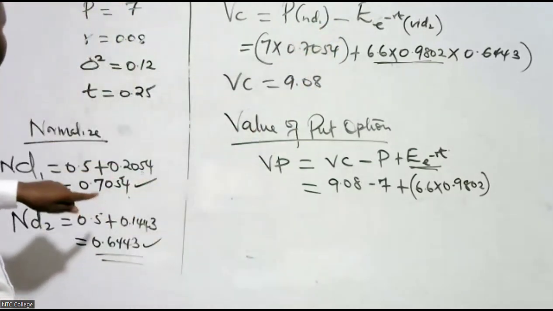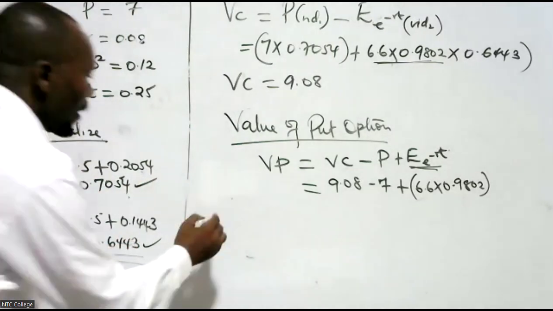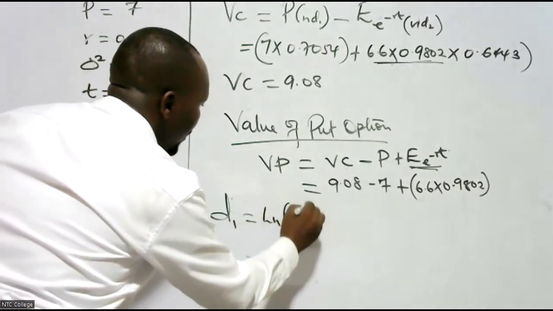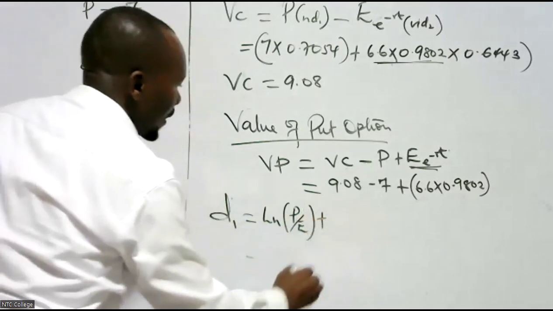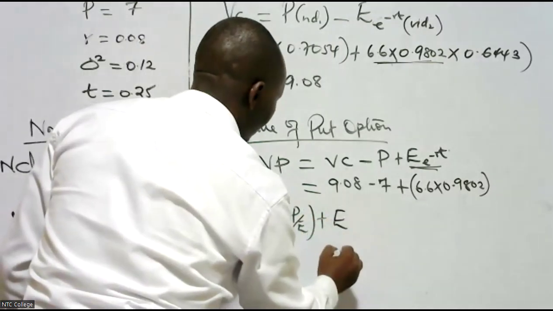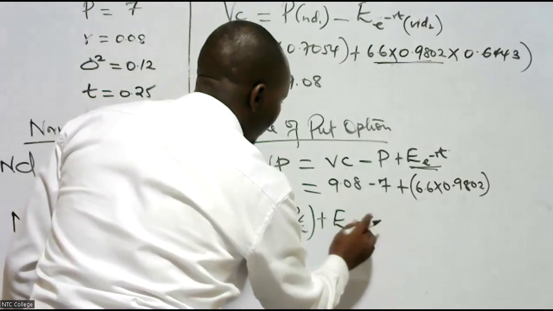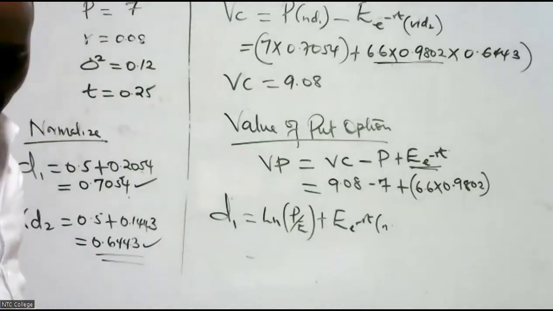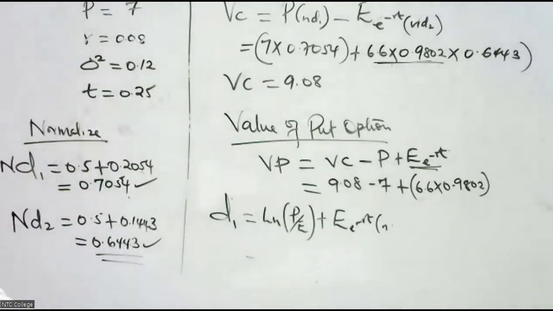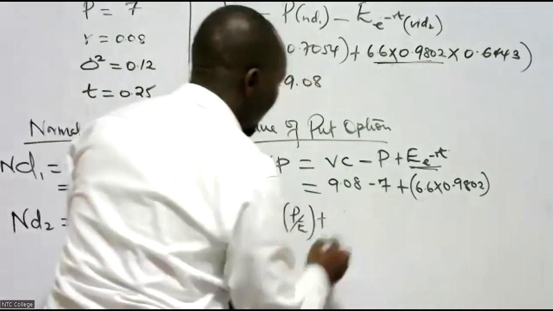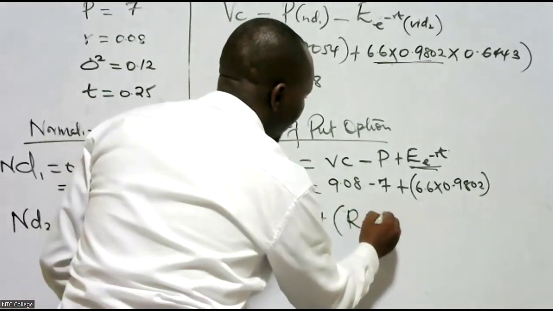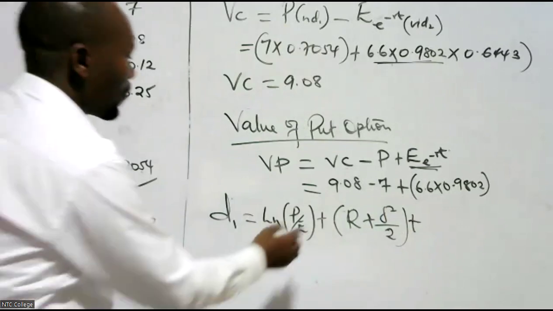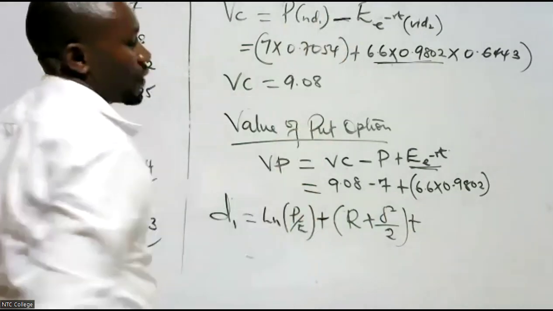Maybe add that D1. D1 is what we had. D1 was ln of P over E plus ERT. No, how was it? I'm going to give you a wrong thing. What was the formula for D1? It was plus R plus sigma square over 2. That was the D1. Here there is plus, here there is minus.